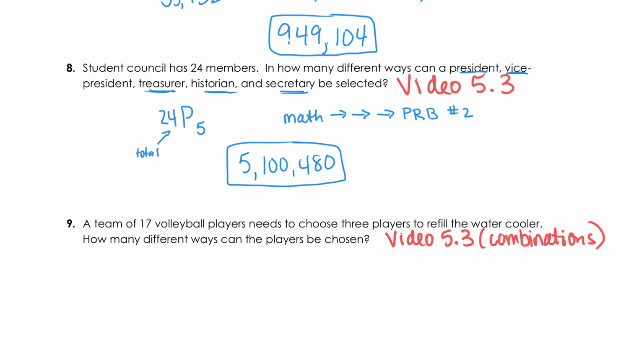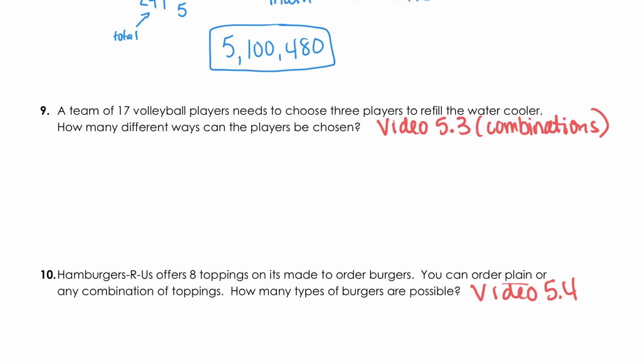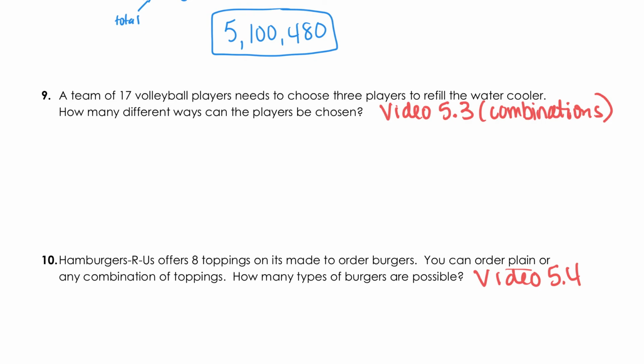All right, number 9. This was also in video 5.3. Very similar problem that I worked in an example under combinations. We have 17 volleyball players, and we're choosing 3 players to refill the water cooler. Again, those 3 players can be in any order, so this is considered a combination. So you're going to have a combination with the total of 17, choosing 3. And if you do that, that comes out to be 680 ways.